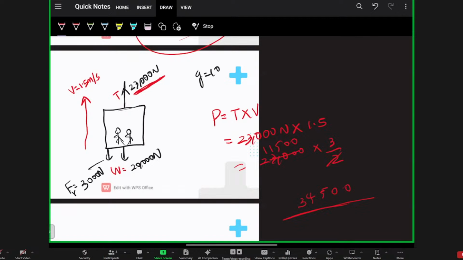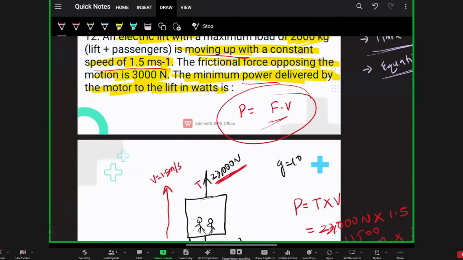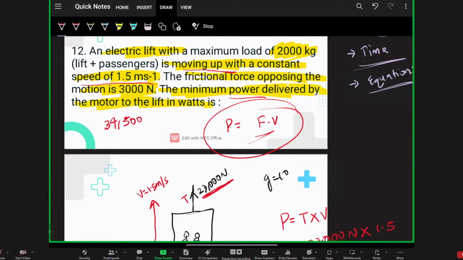The answer will be 34,500 watt. This is the frictional force opposing; this is the minimum power delivered by the motor to the lift in watts. Clear? I hope it's clear. Okay.